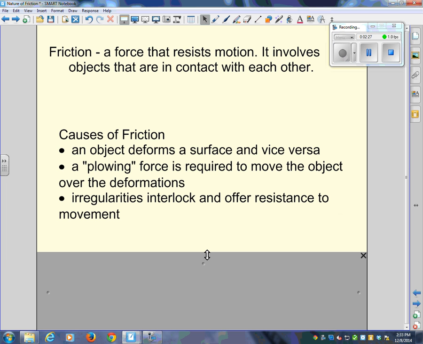Okay. So, some causes of friction. Now, friction is actually one of those things that's not really well understood. It's everywhere. People know what friction is, right? But to actually describe it scientifically is a little bit of a challenge. So, they actually believe that an object deforms a surface and vice versa.